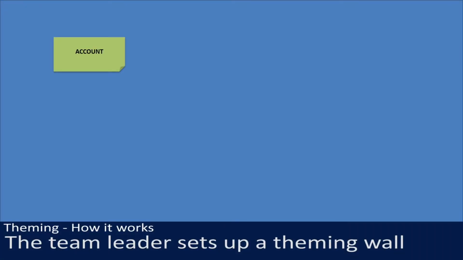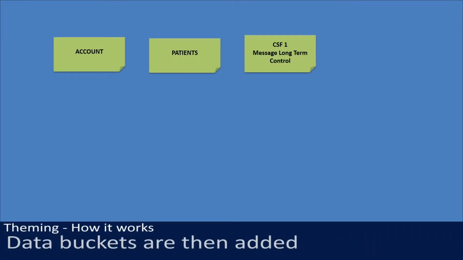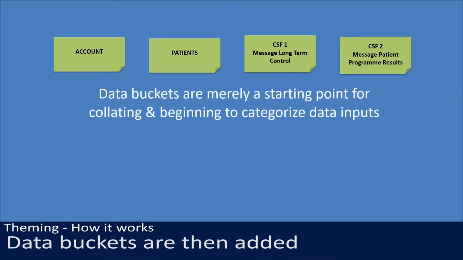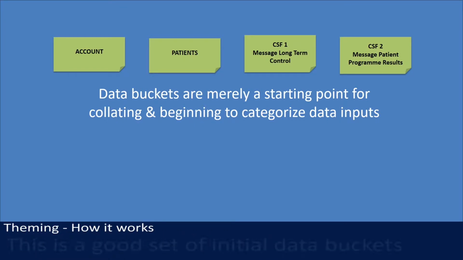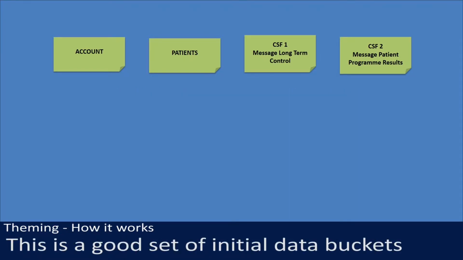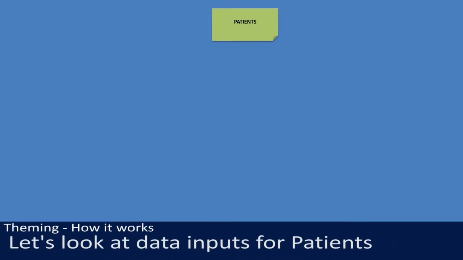The team leader sets up a theming wall. Data buckets are then added. Data buckets are merely a starting point for collating and beginning to categorize data inputs. This is a good set of initial data buckets. Let's look at the data inputs for patients.